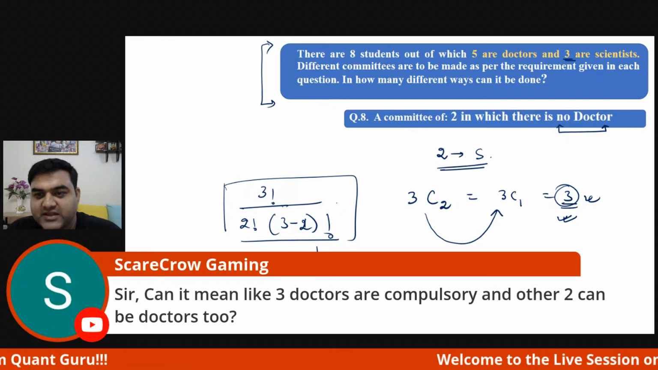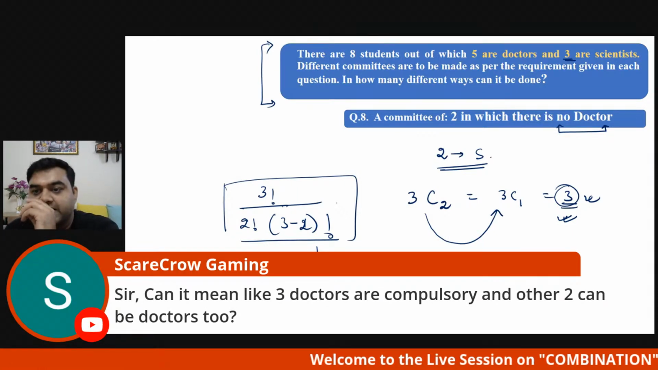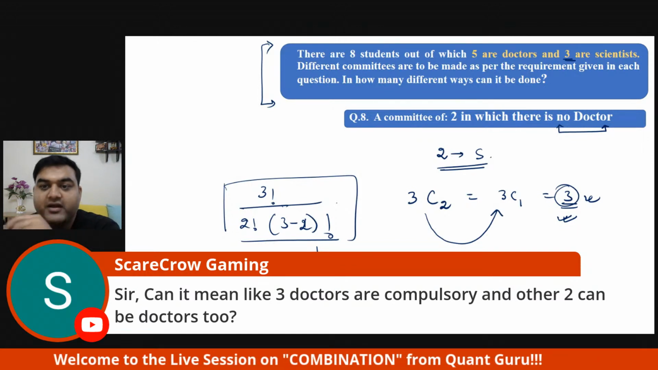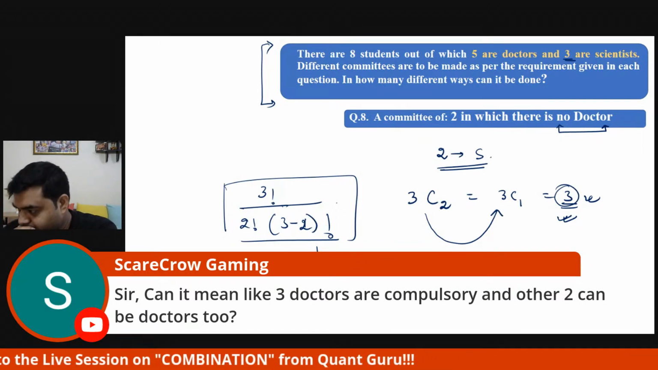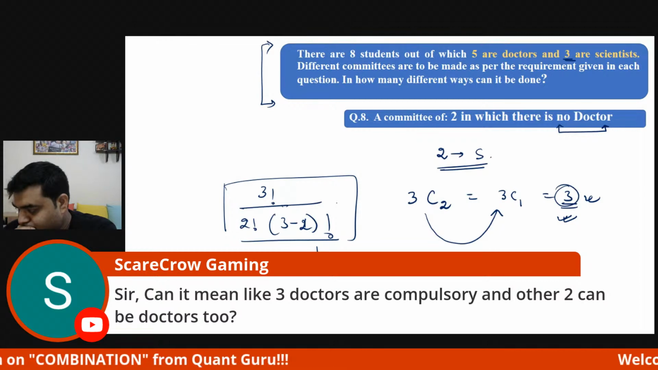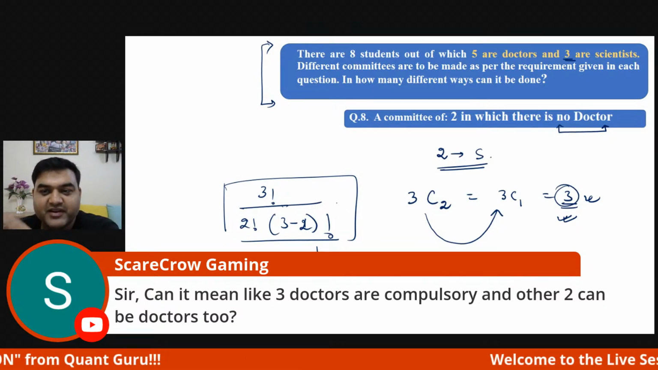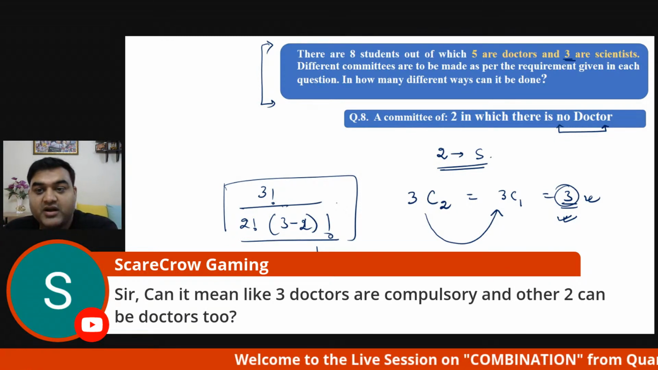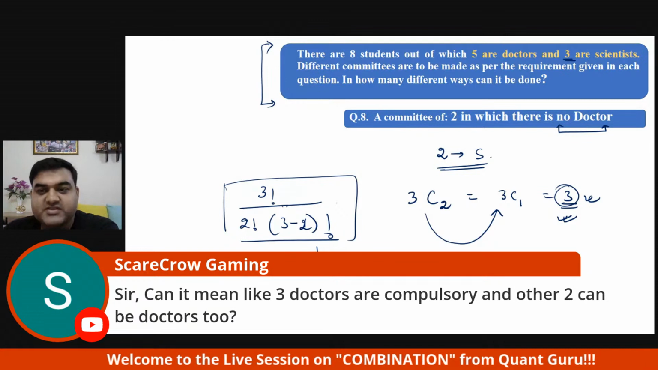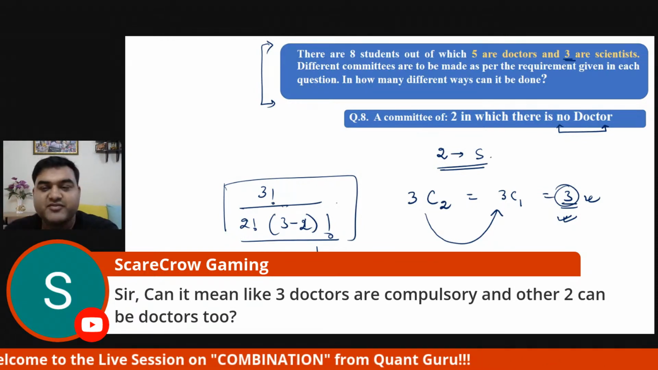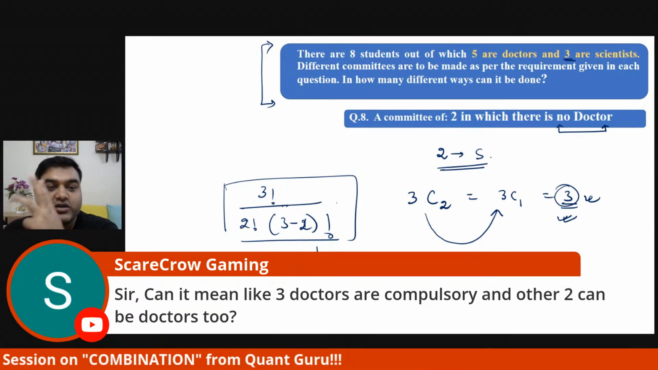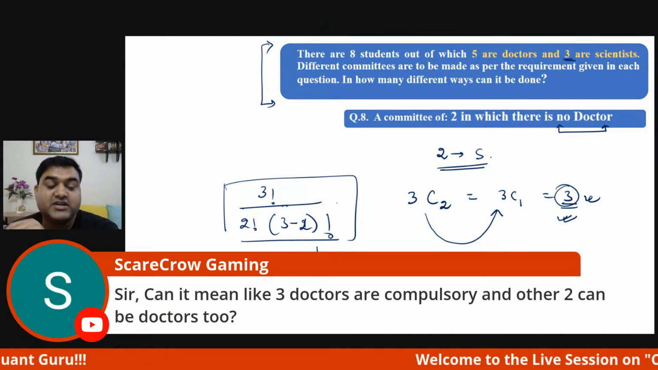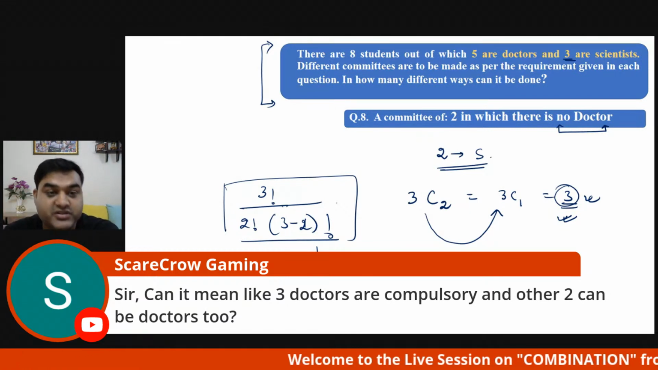Somebody is asking, sir, can we mean like 3 doctors are compulsory and the other 2 can be doctors too? Okay, I'll tell you. Very good question, and this is for everyone. What the person is asking is about the last sum where we said 3 doctors should be there, right? When somebody says there should be 3 doctors, that means exactly 3 doctors.